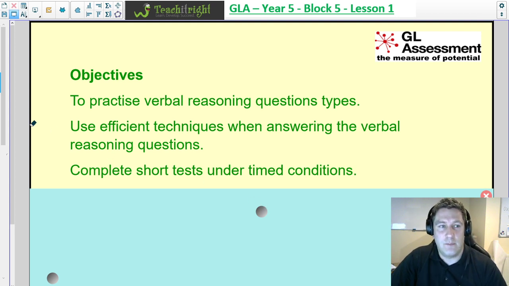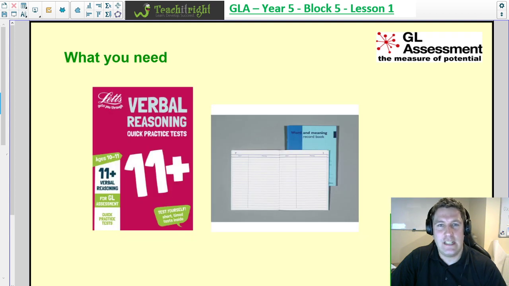What do you need? Well, you're actually going to need 2 books. One is a Let's Verbal Reasoning Quick Practice Test book, and you're also going to need a word and meaning book as well. The word and meaning book is going to be great for you to record down new words, and we'd certainly recommend that you have that next to you at all times, as particularly when we get to antonyms sections, when there may be some new words that you don't know.